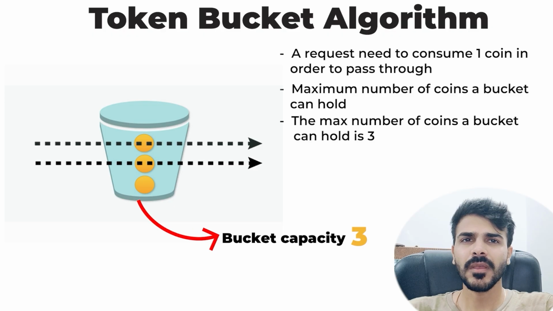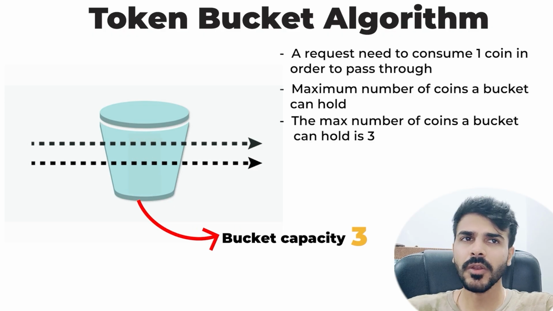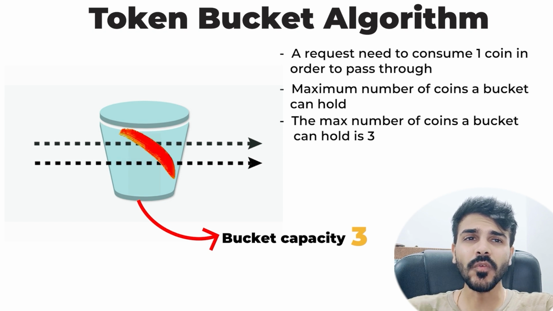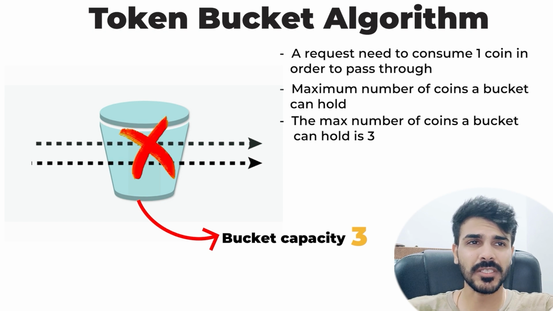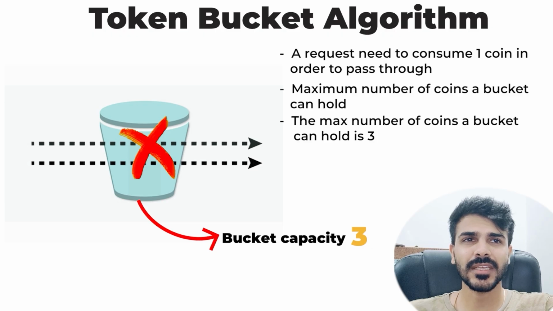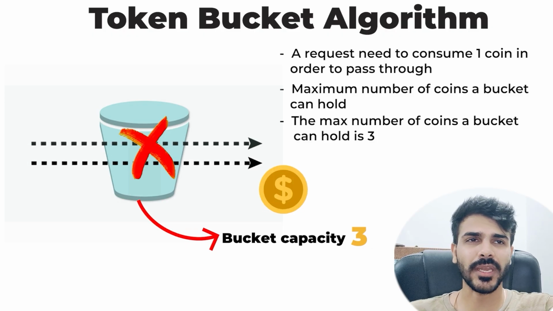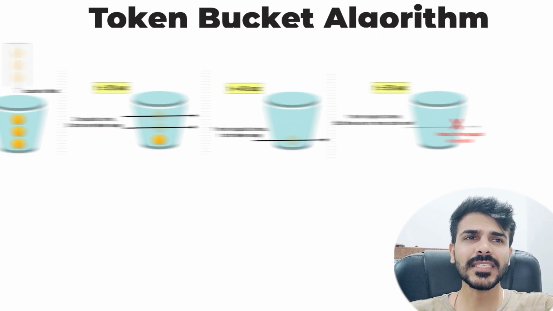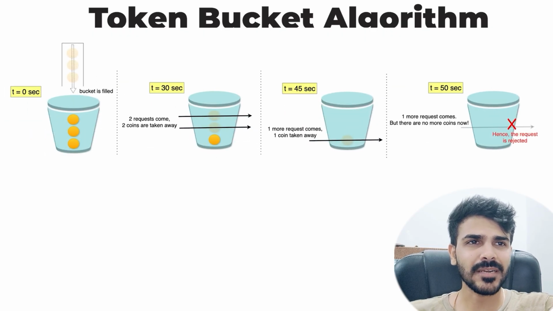Third, whenever the bucket gets empty and there are no more coins in the bucket, no further requests would be able to pass through, because any request that needs to pass through needs a coin. And if the bucket is empty, there are no coins, then no request can pass through. So let's take a look at these diagrams.